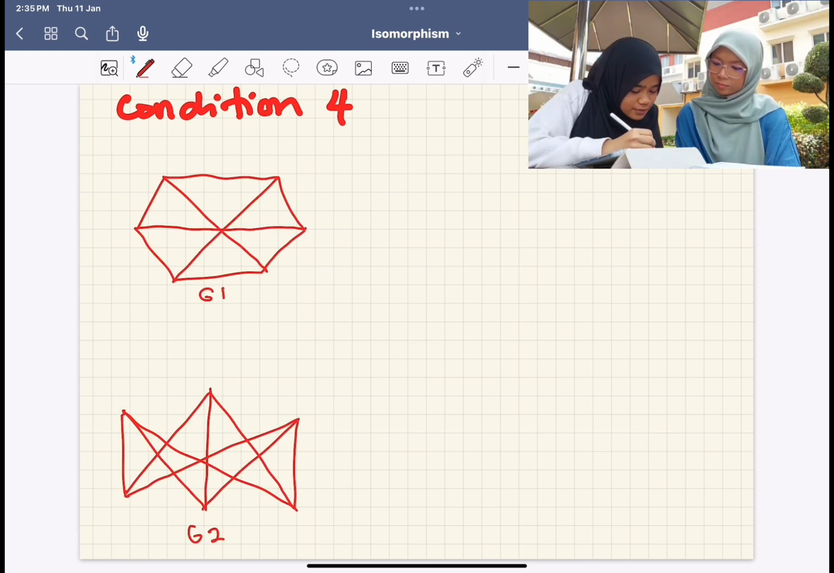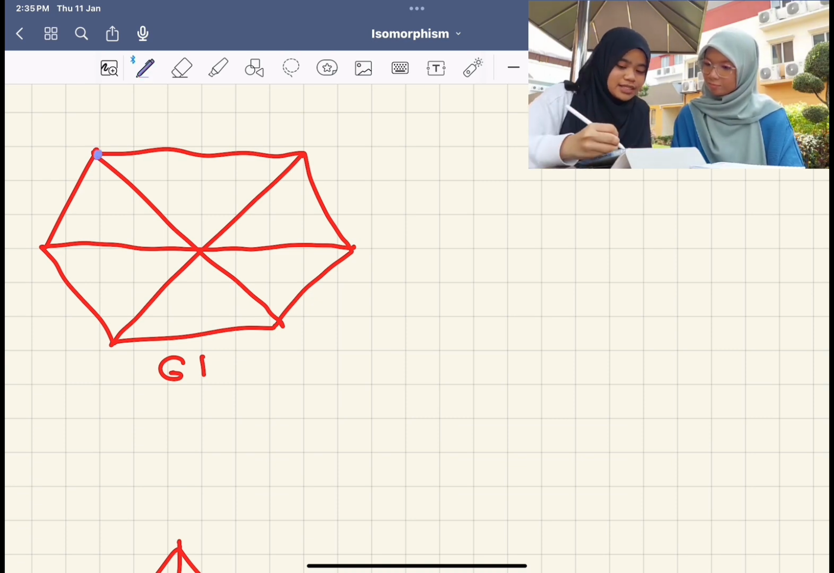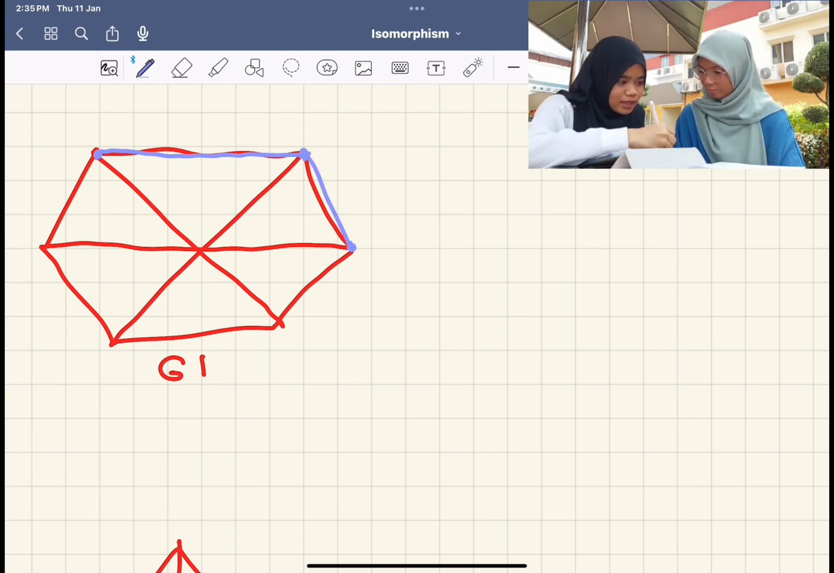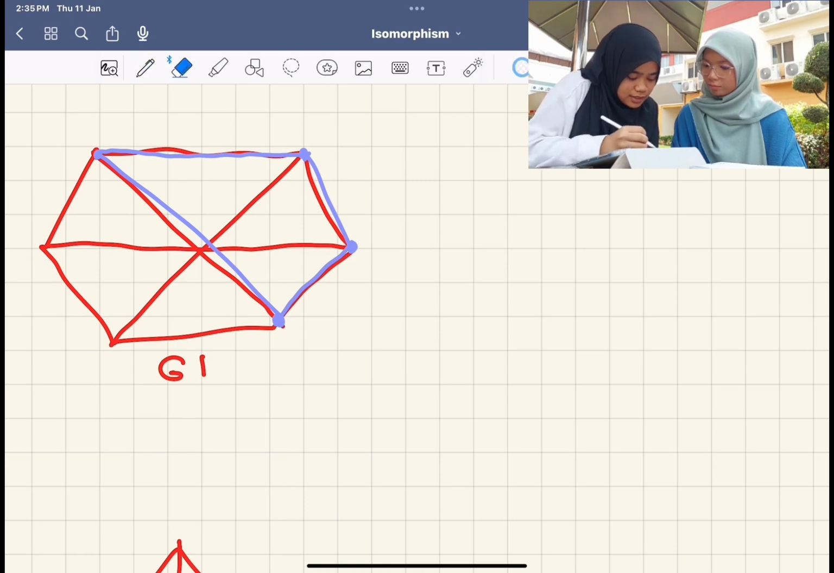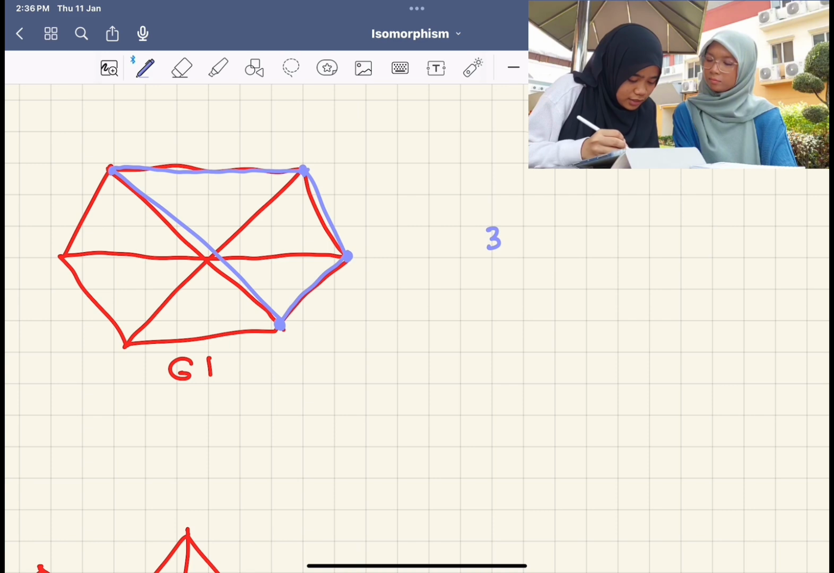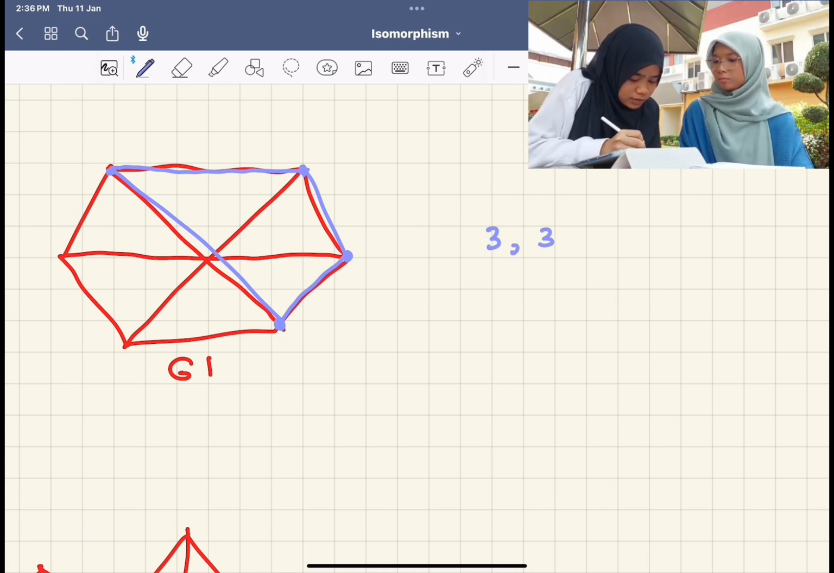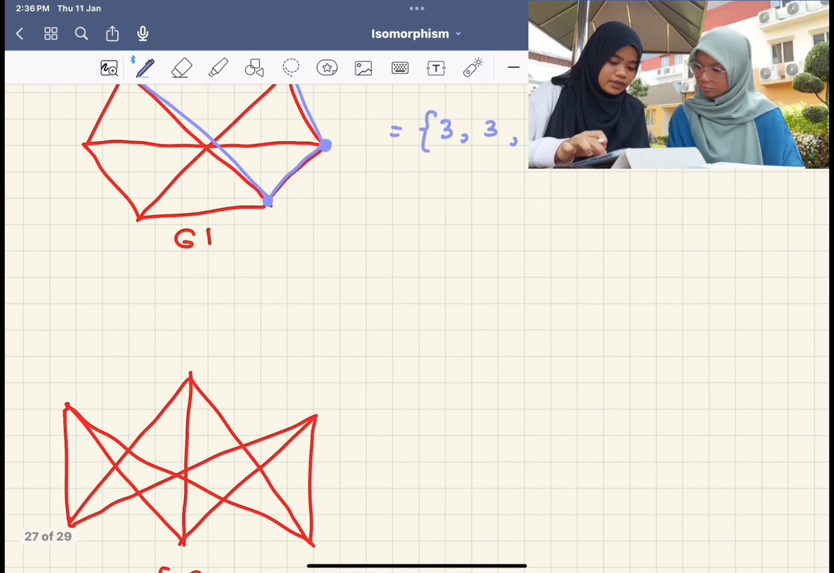Let me just draw the graphs. Okay, let's count the cycle length. From here we can see the cycle. Starting from here, and then we go here, here, here, and then come back to here. That is one cycle, right? And the cycle length is based on the edges of the vertices that connect the cycle. The cycle length here is 3, and here is 3, here is also 3, and here is also 3. So that is the cycle length for graph 1.